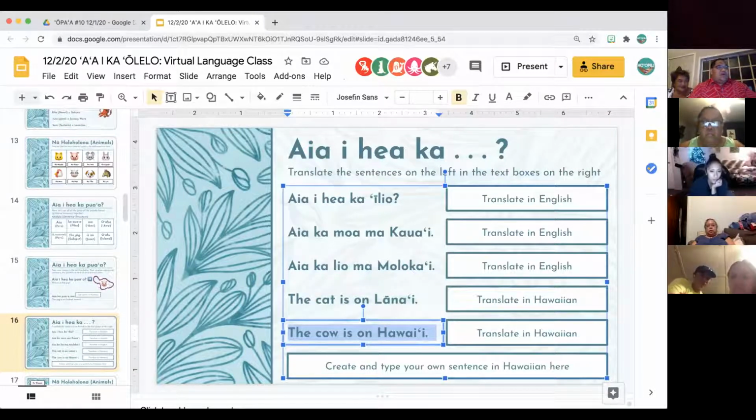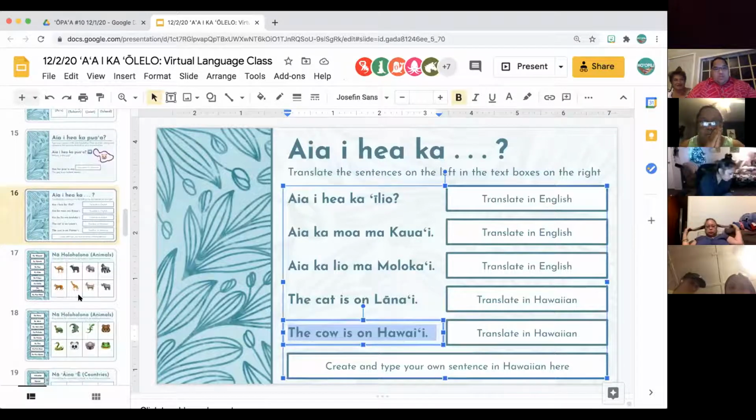Let's have Akanekoa. You like try? Oh, sorry, you're in two screens. Got it. Kalamai, aia ka pipi ma Hawaii. Perfect. Aia ka pipi ma Hawaii. Good job. So most of you, yeah, you guys got the answer. Okay, thank you.